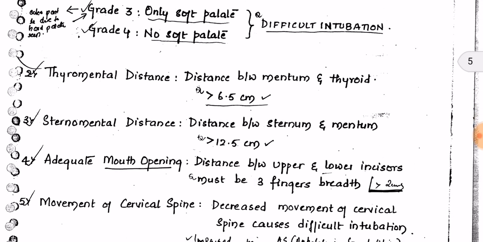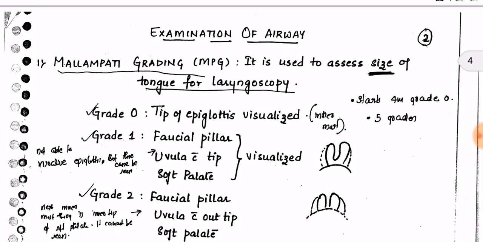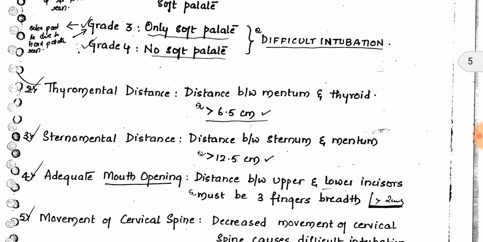Now, we have discussed the Malampatti grading, MPG. The second thing is thyromental distance. Again, we are just examining the airway over here. I mean, is the airway patent or not? So that is what we're discussing. The thyromental distance is basically the distance between the mentum and the thyroid. It should be more than 6.5 centimeters, right? The sternomental distance should be more than 12.5.